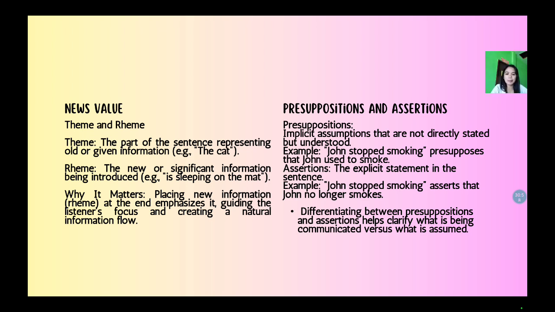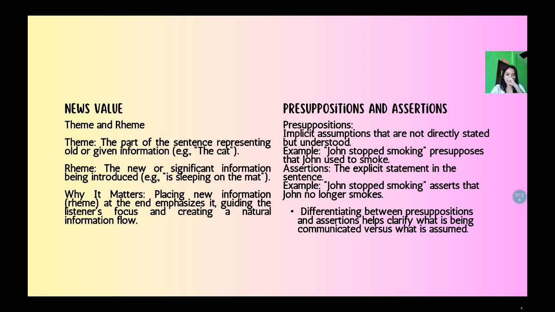So again, theme is the part of the sentence representing old or given information, for example "the cat." Rheme is the new information being introduced, "is sleeping on the mat." Theme and rheme, why does it matter? Placing new information, the rheme, at the end emphasizes it, guiding the listener's focus and creating a natural information flow.